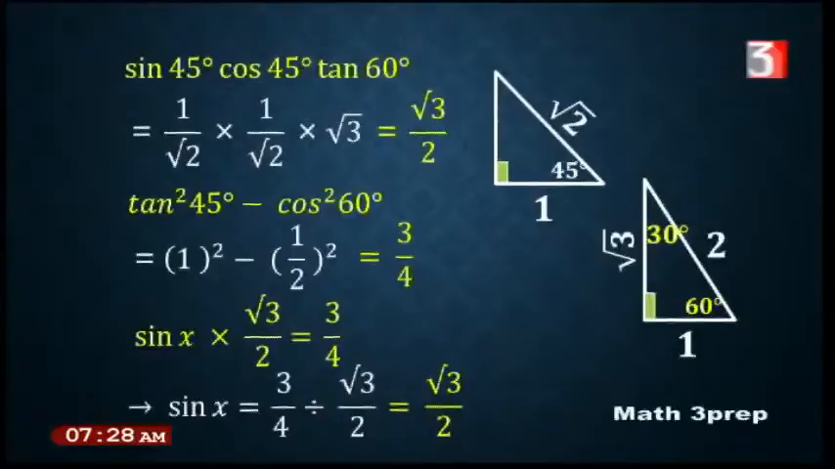That's correct. By pressing on your calculators shift sine root 3 over 2, you are going to find that the measure of angle x equals 60 degrees. Let us have another example.